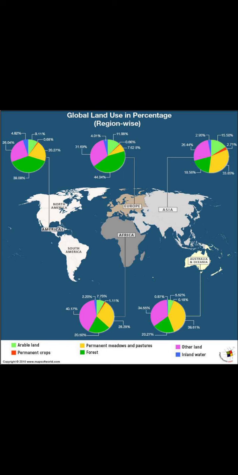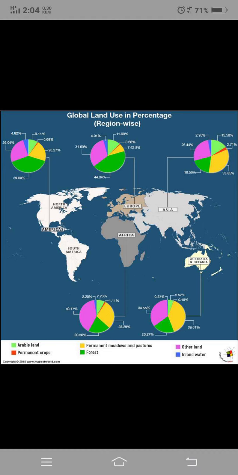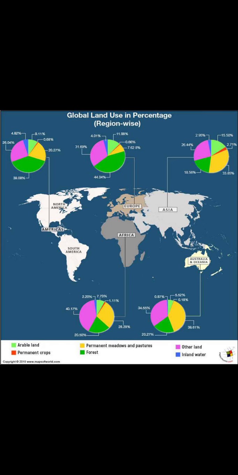Now observe the pie charts. You notice that arable land is very less in most of the continents. Permanent meadow and pastures occupy 7 to 31%. Forest area also differs and other ratio is more in most of the countries.